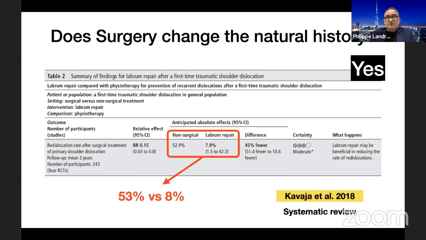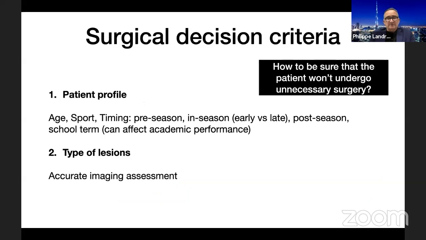Does surgery change the natural history? Because now, if we know that there is a higher rate of recurrence after the first episode in the young population, we must know if the surgery changes something. Yes, it doesn't give 0%, but in this very interesting systematic review, we go from a 53% global percentage of recurrence after a first episode, non-operated, to 8% when the patient has a simple labrum repair. You know that some people even propose a Latarjet after a first episode. I don't know if it is a good idea, but this is something that we could discuss. So yes, the surgery changes things. So you can tell the patient, if we do labral repair after your first episode of dislocation, you will have roughly 8% risk instead of 53%, or even more if you are a young patient less than 20 years old.